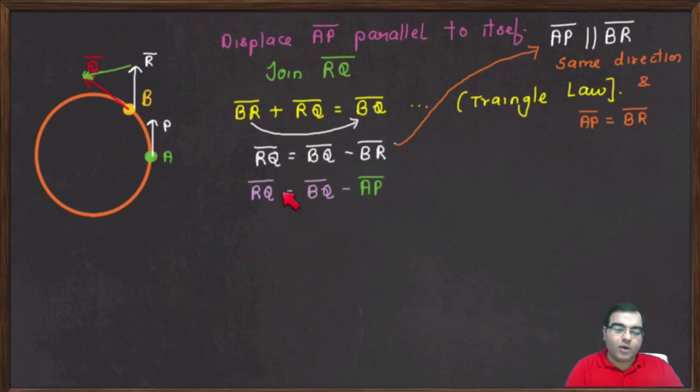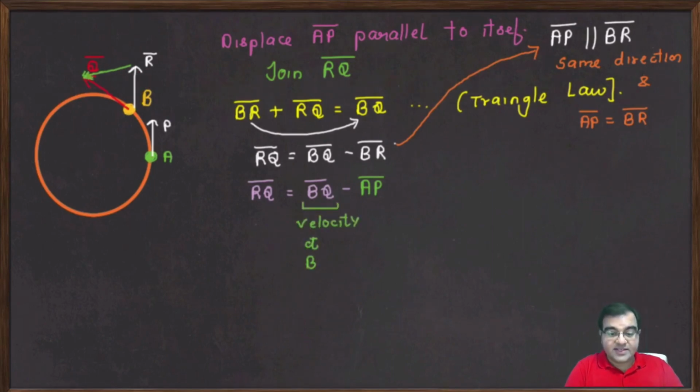Now let us understand what this triangle law means. I already told you AP bar is the velocity at point A. BQ is a tangent at point B, so it is the velocity at point B. So AP is the velocity at point A, BQ is the velocity at point B, and RQ is the resultant velocity.